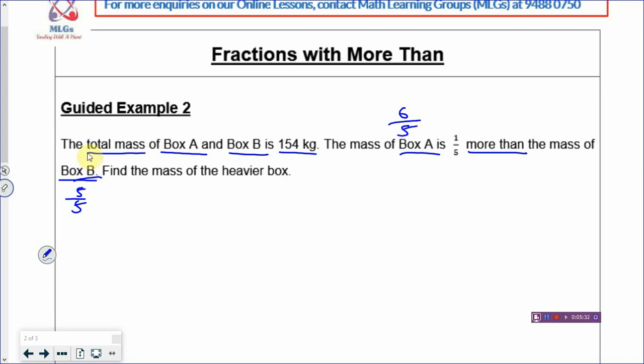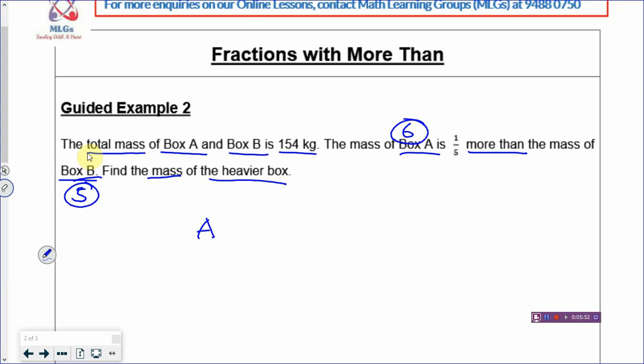All right, so which means that for box A, when you draw, how many boxes? You look at the numerator, 6. So 6 boxes to draw. And then box B, you look at the numerator, 5 boxes to draw. So that's how you draw out the boxes. Okay? And then find the mass of the heavier box. Okay, so let's draw the model.